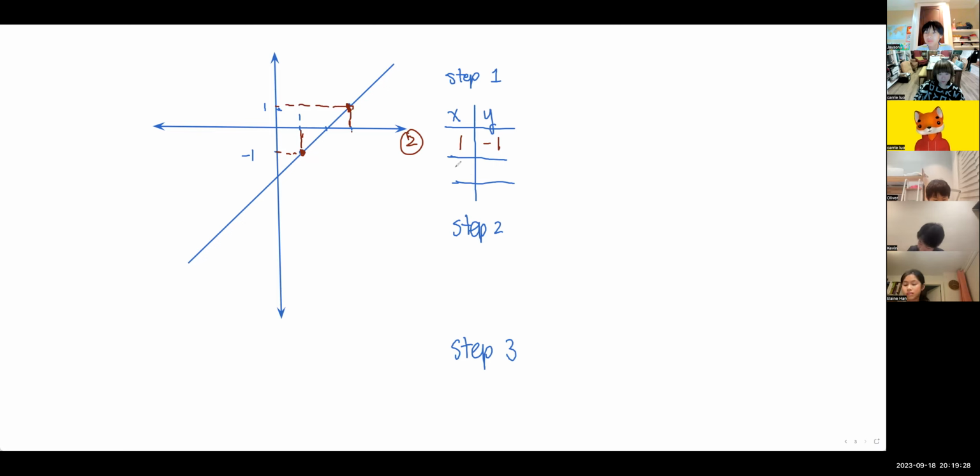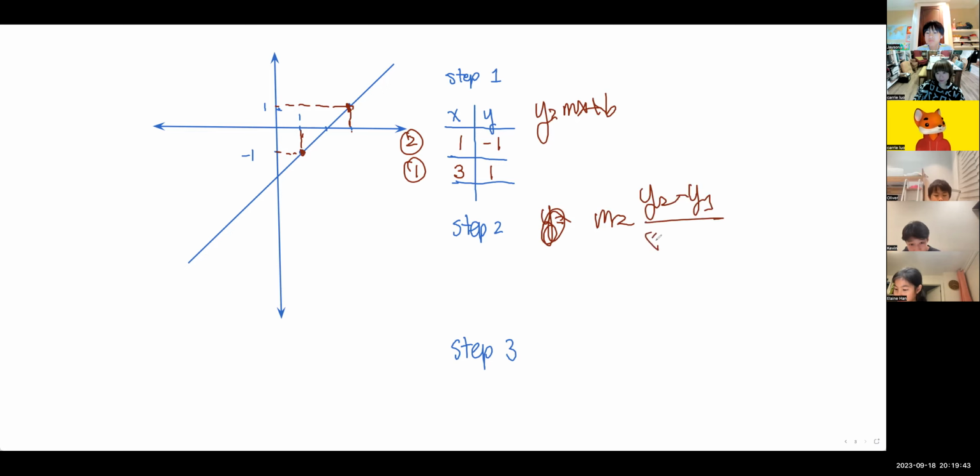3 and 1. Yeah, 3 and 1. Get it? So we have this one, y equals mx plus b. So m equals y2 minus y1 over x2 minus x1. Get it? So it equals -1 minus 1 over 1 minus 3. So the answer is 1.